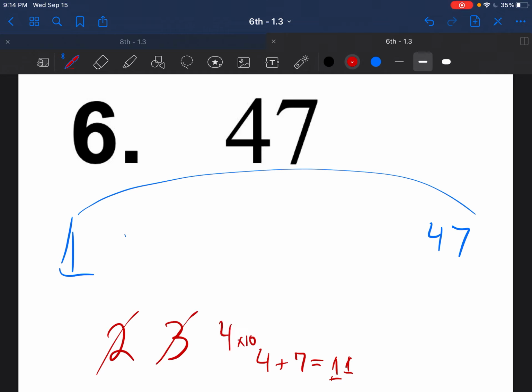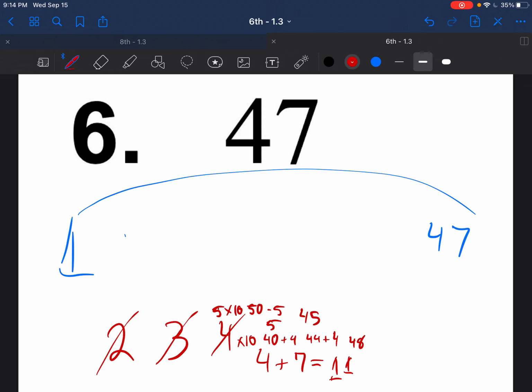4 times 10 is 40. 40 plus 4 is 44. 44 plus another 4 gives you 48. So, nope, not 4. What about 5? Let's see. 5 times 10 is 50. So that's too big. Let's minus 5. Gives you 45. So 5 doesn't go into it. Nope.